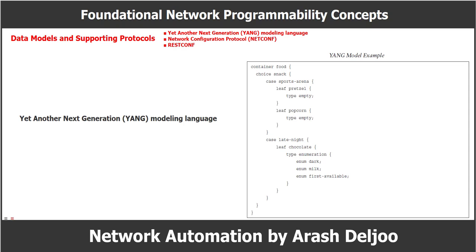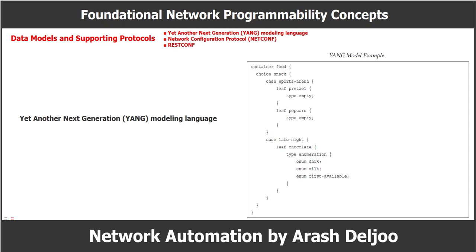SNMP is widely used for fault handling and monitoring. However, it is not often used for configuration change. CLI scripting is used more often than other tools. YANG data models are an alternative to SNMP management information bases and are becoming the standard for data definition language. YANG, which is defined in RFC 6020, uses data models.